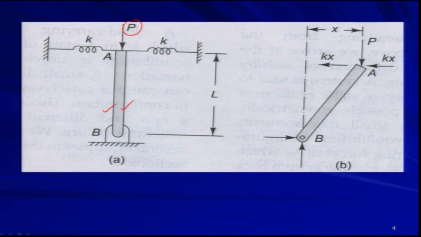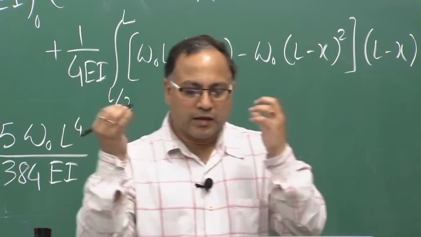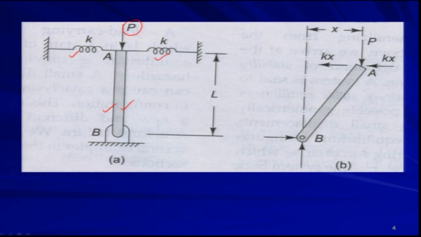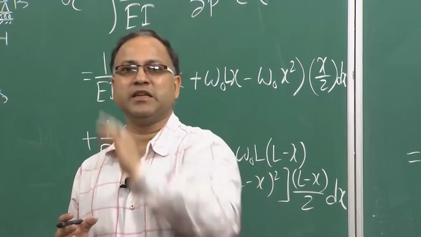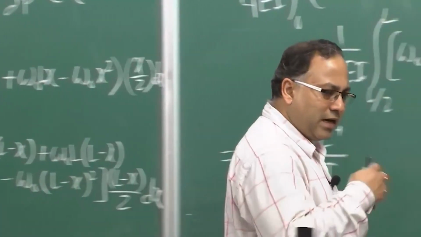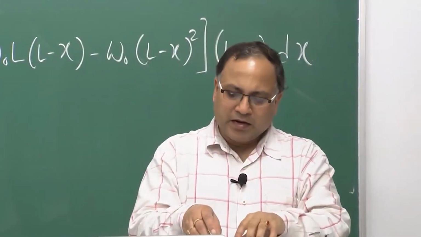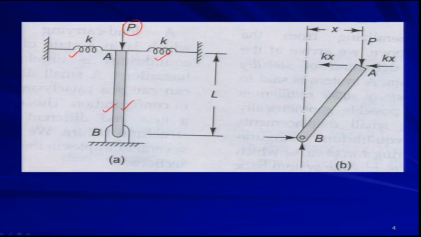Now, if you want to stabilize this unstable structure, what you can do is give some lateral support, which we are providing by these two springs. Okay. So, these two springs will give the lateral support, so that the vertical member will not sway in the lateral direction or go to instability. Okay. So, now let us analyze this and find out what the critical load should be under this situation.